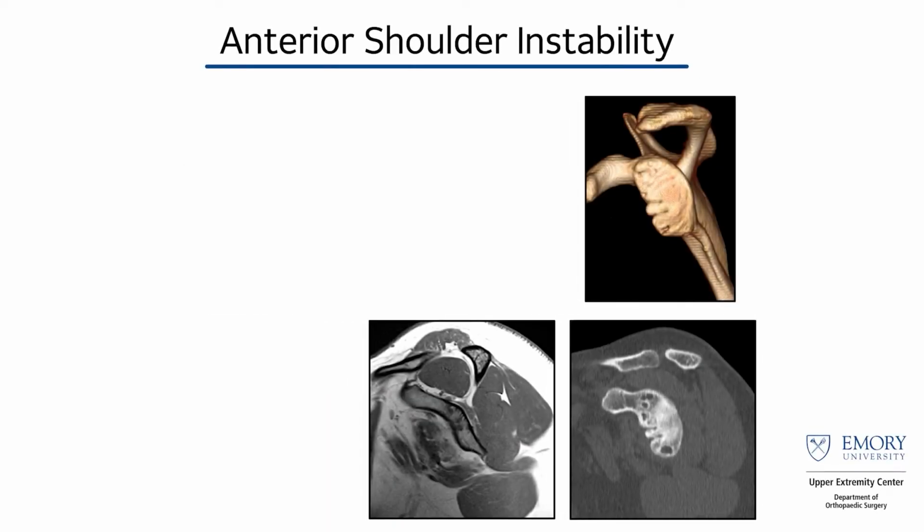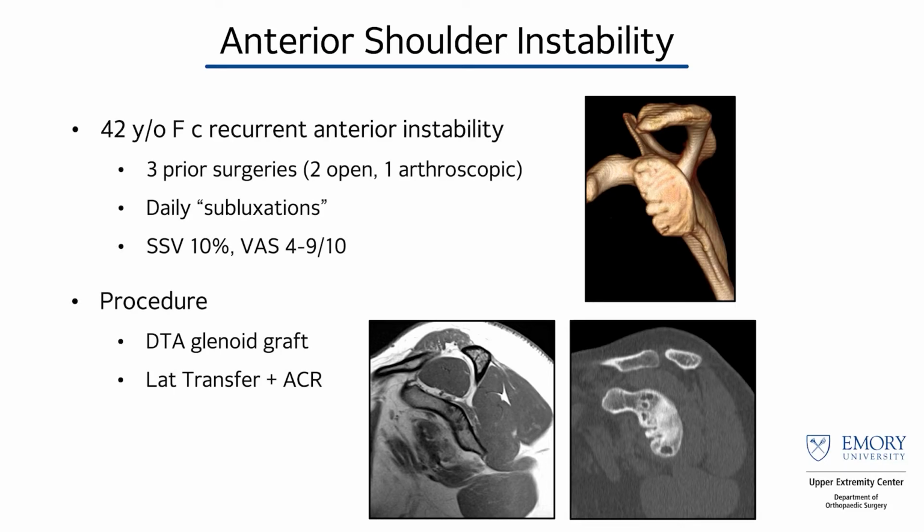Anterior shoulder instability is also kind of an interesting one. There's a couple case examples for this. I like this one just because it shows what happens after you treat these patients. So this patient had recurrent anterior shoulder instability, 3 prior surgeries, daily subluxations. And as you can see here, she has an irreparable subscapularis tear, and she has pretty significant anterior glenoid bone loss. So we did a distal tibia allograft to reconstruct that bone loss, and we did a latissimus dorsi transfer with an anterior capsular reconstruction to rebuild that irreparable subscapularis.